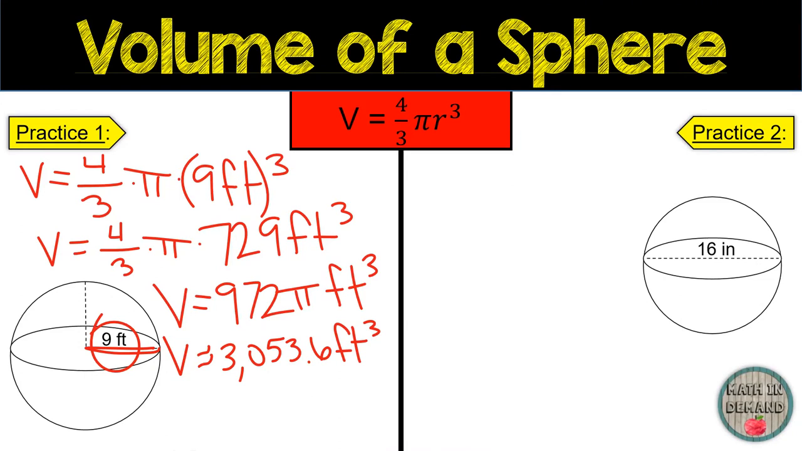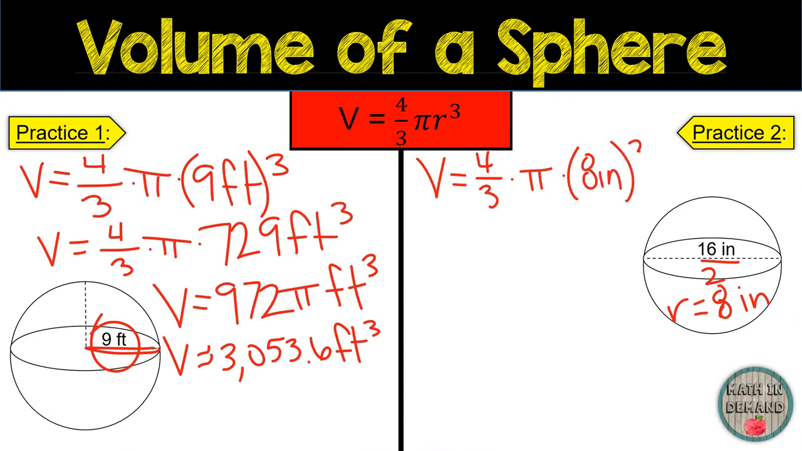Okay, so let's look at the second practice problem. Here I can see that I have 16 inches as the diameter. So what I need is the radius. And as you saw earlier, I can take the diameter and divide it by 2. So that will give me a radius of 8 inches. I'm going to plug that into the volume formula for a sphere. So volume equals 4/3 times pi times the radius, and the radius again is 8 inches to the 3rd power.